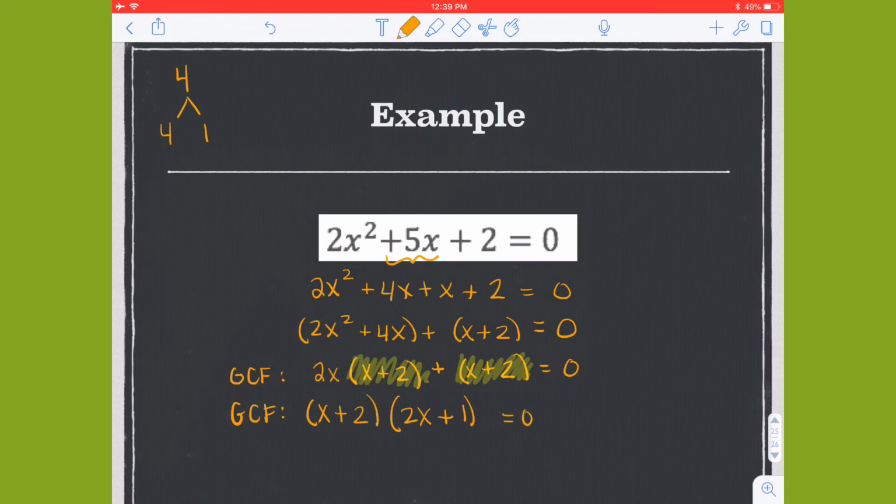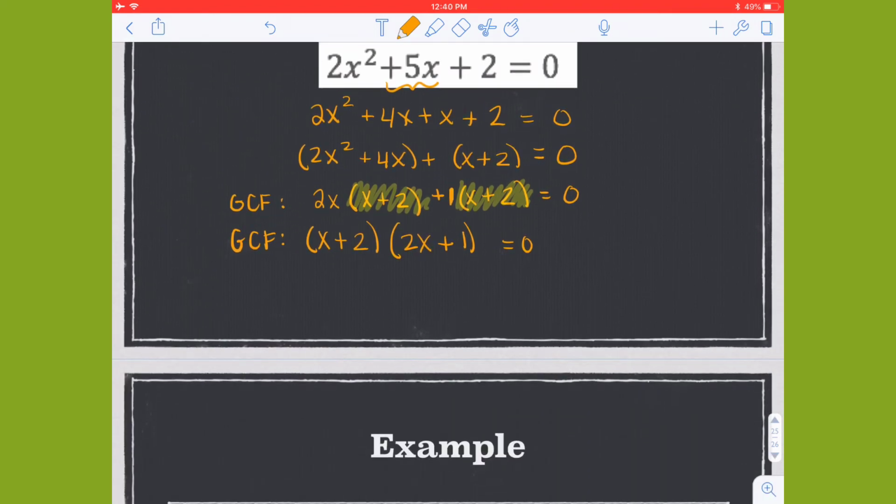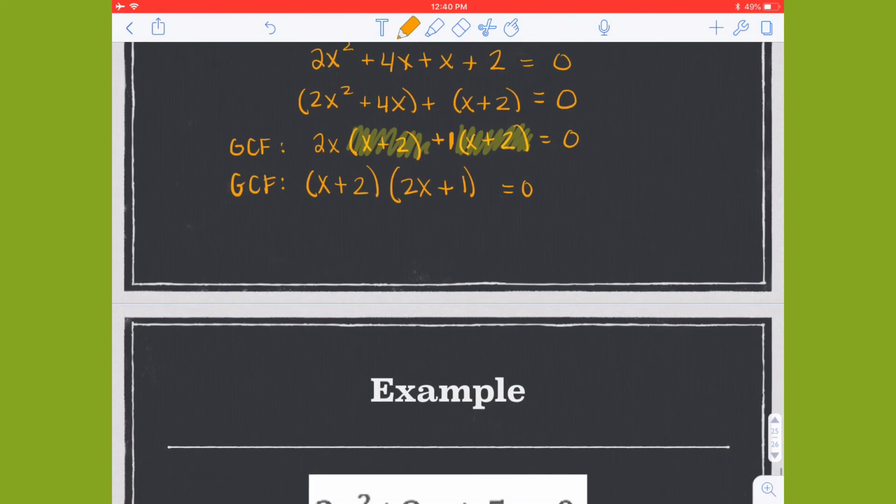Notice that there's an understood 1. I'm going to write that in. There's an understood 1 here, right? So when I wrote what was left over, I wrote the 2x plus 1 because it's an understood 1. Okay? All right, and of course, if you don't feel confident that that's your answer, you can go and multiply, FOIL that through, and you should end up with your trinomial that you started with.